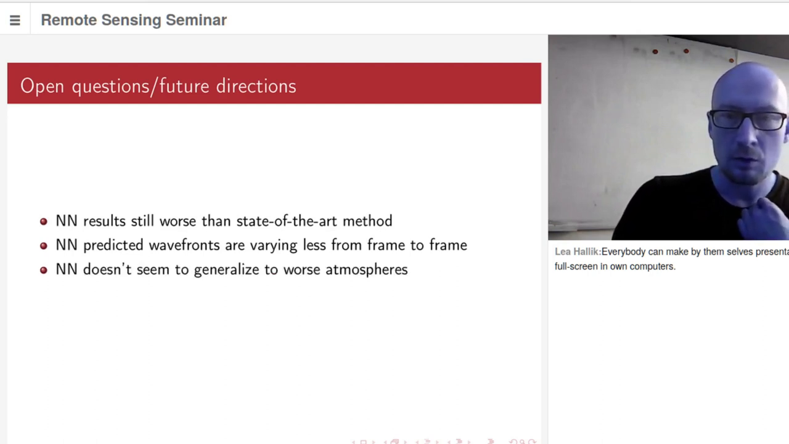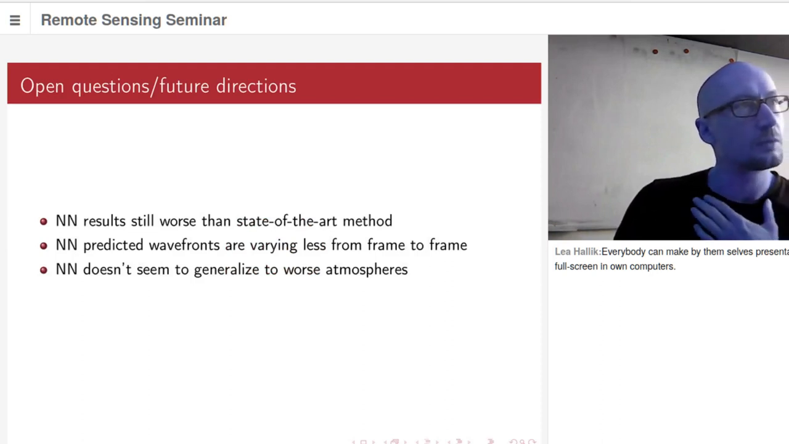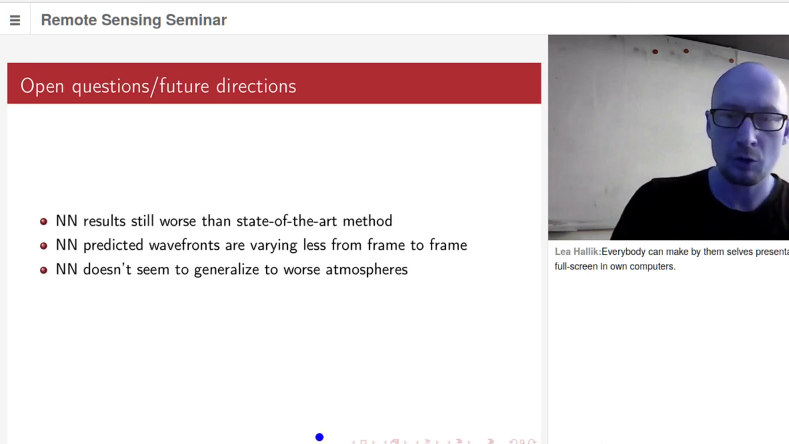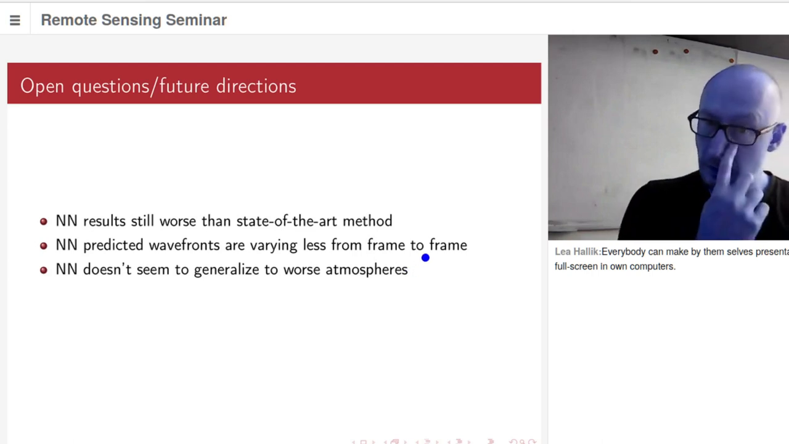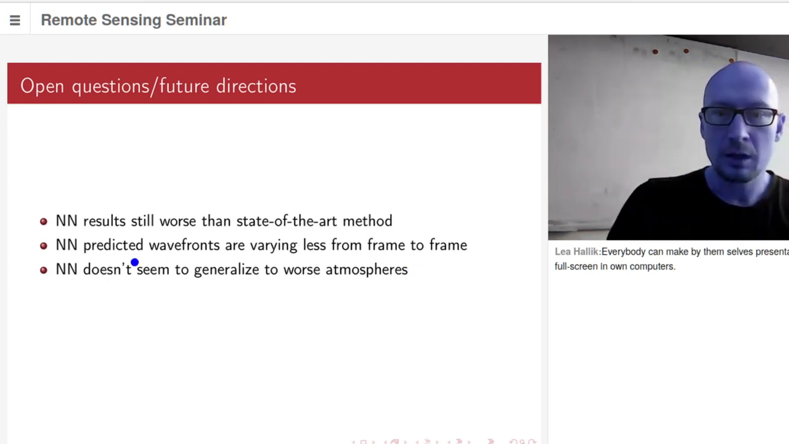Why is it so? Is it because of the size of the training data, or the complexity of the network, or the topology of the network? This is difficult to say at the moment. So the neural network doesn't seem to generalize to worse atmosphere so well. Here I only showed quite a good result, but for more turbulent atmospheres, the results are worse.